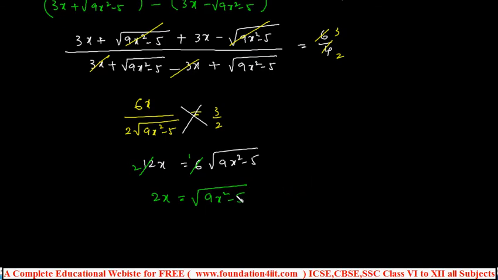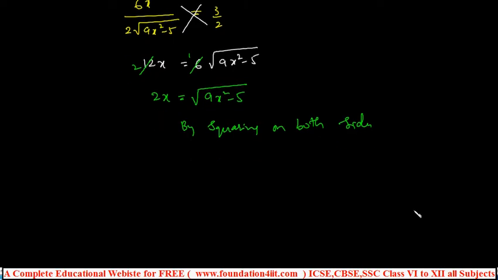Now I can apply squaring on both sides, because we need to remove the square root. By squaring on both sides, what we get is (2x)² equals this squared, and the square and square root cancel. So it is 4x² = 9x² − 5.